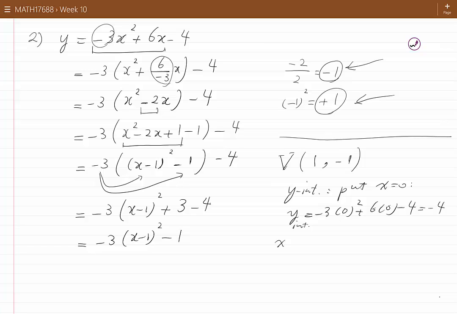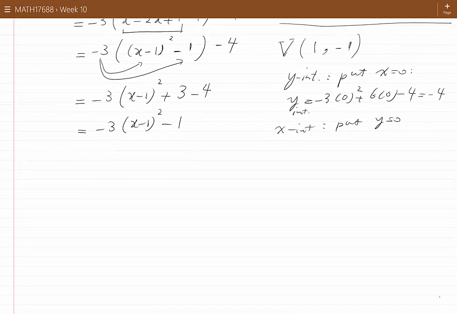And to find the x-intercept, put y equal to 0 and solve for x. Let's now put y equal to 0. It is easier to use the standard form.